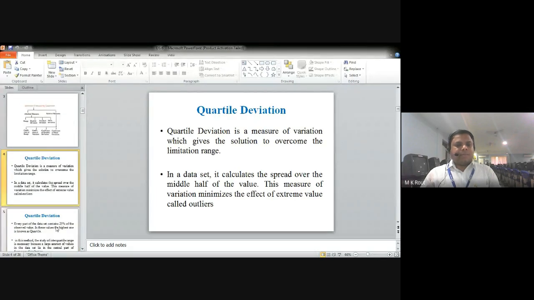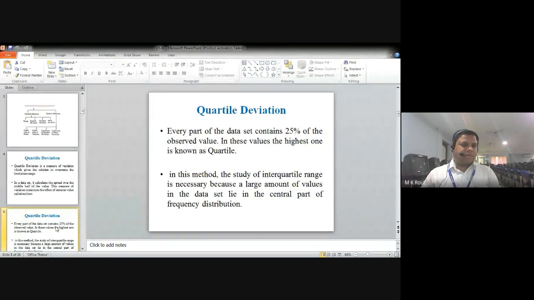Moving to the next slide, every part of the data contains 25% of the observed values. The highest value in each part is known as a quartile.